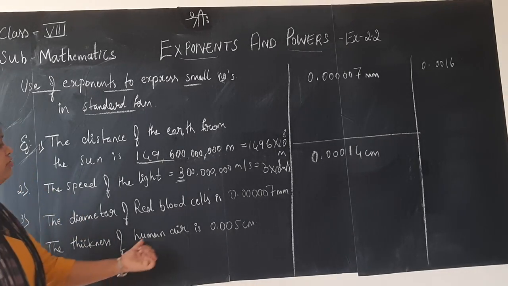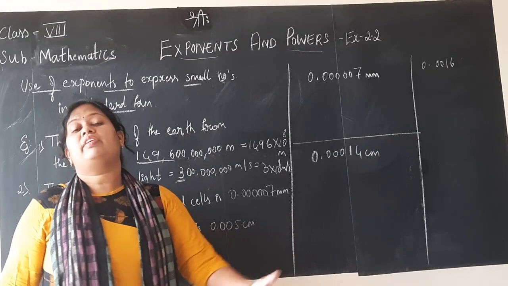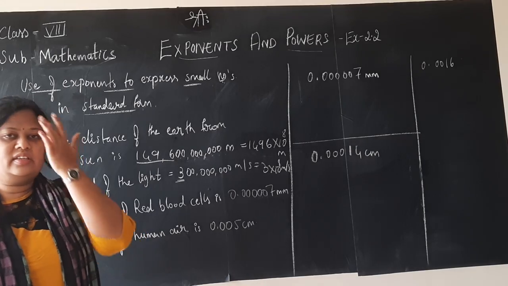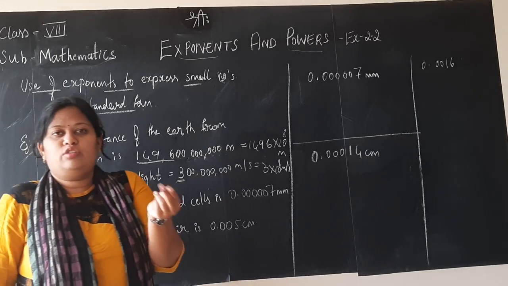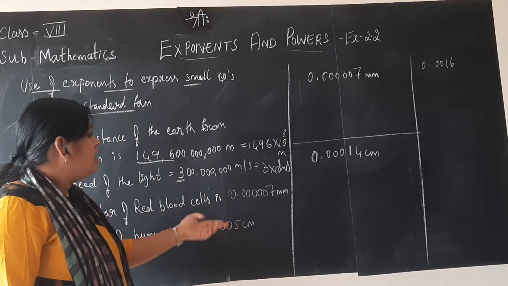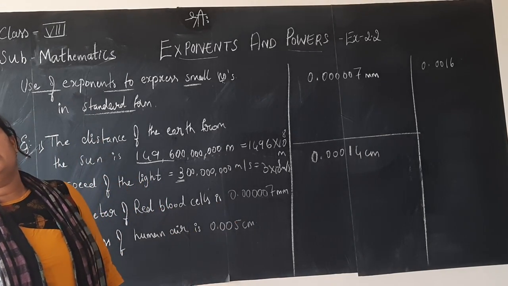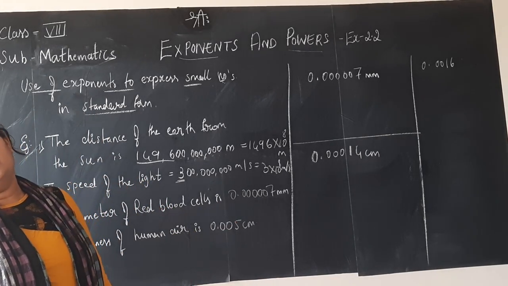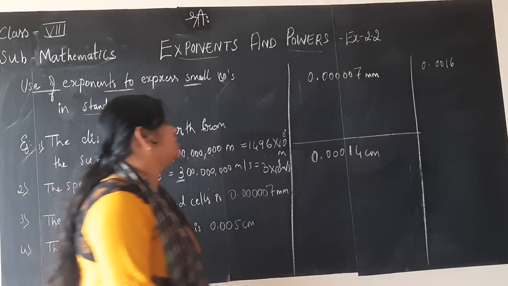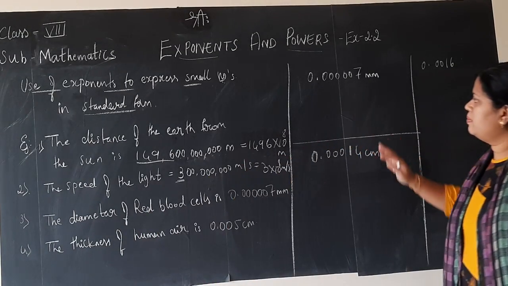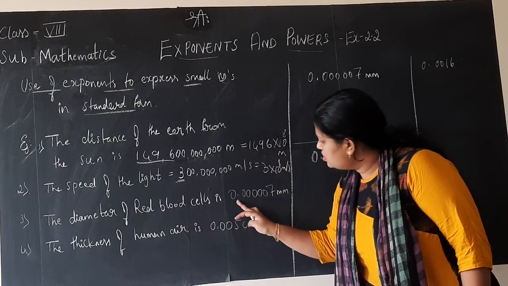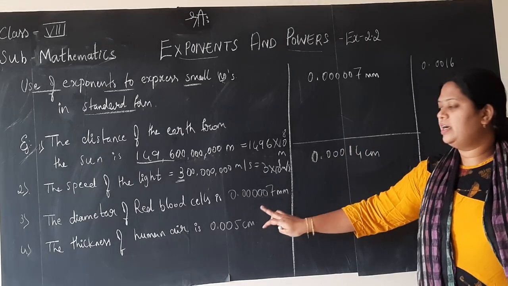Even the thickness of human hair is 0.005 centimeter. We know the thickness of our hair. It is not too thick, isn't it? So these are small quantities. How do you express such quantities in their standard form? We shall learn today. I have considered a few examples here. I have chosen this best example only to make you understand better.